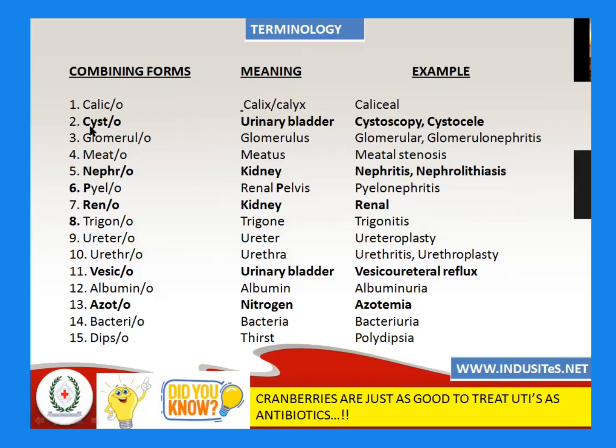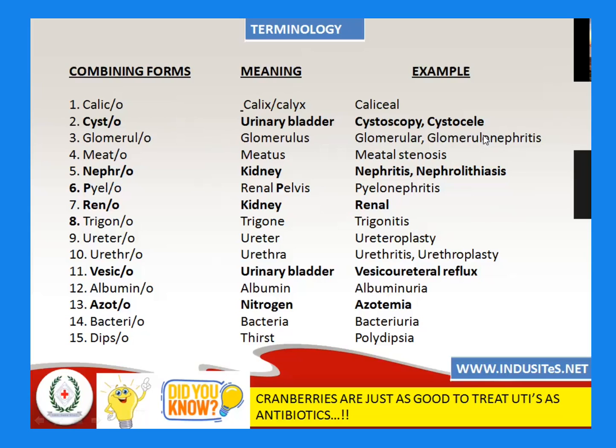Now let's move on to the second one, cysto. Cysto stands for urinary bladder. Cystoscopy and cystocele are two examples. Scopy is the suffix which means visual examination, so cystoscopy is visual examination of the urinary bladder. Whereas in cystocele, cele stands for hernia and cysto is urinary bladder, so hernia of the urinary bladder is known as cystocele.